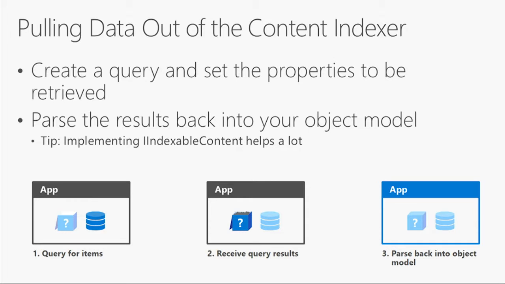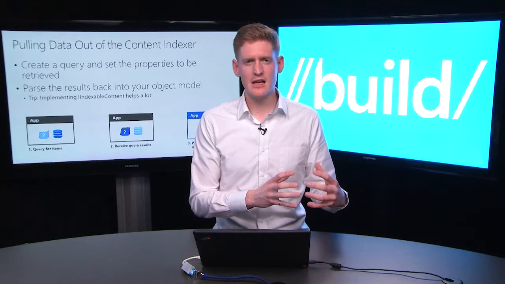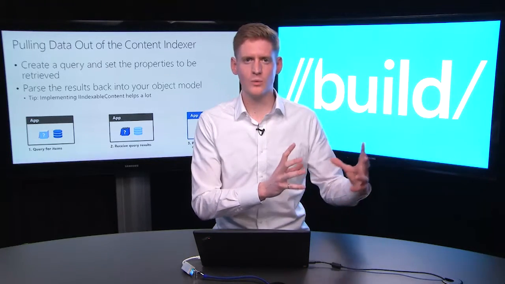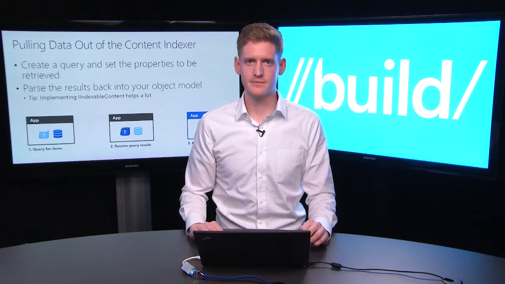And a word for the wise, re-implementing IIndexableContent helps a lot here. We provide an implementation of IIndexableContent called IndexableContent, but using that data in your app is a little challenging. It's great if you can just re-implement this in your own class and then fit it right back into your object model, ready to go, ready to be used.